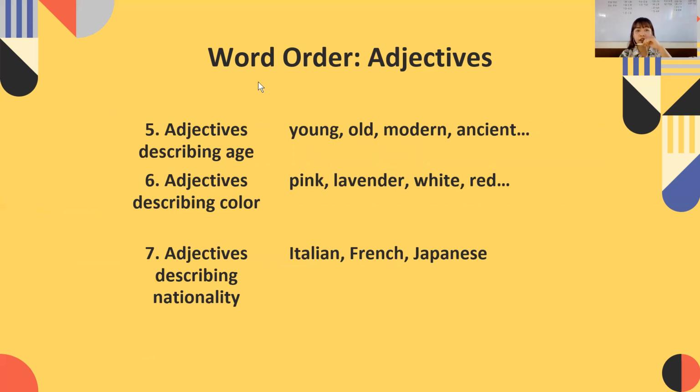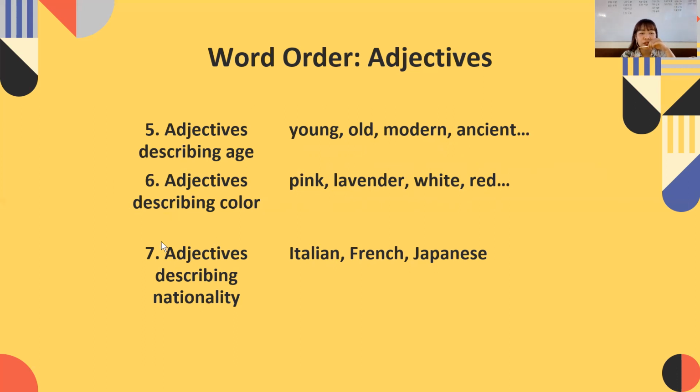For the fifth one, we have adjectives describing age. Some examples of adjectives describing age are young, old, modern, ancient, traditional, for example. Sixth, we also have adjectives describing color. This is very obvious or self-explanatory already. There are thousands and thousands of colors that qualify under adjectives describing color, like pink, lavender, white, red, or any color you can see in the rainbow palette, whether magenta, fuchsia, scarlet, and so on and so forth.